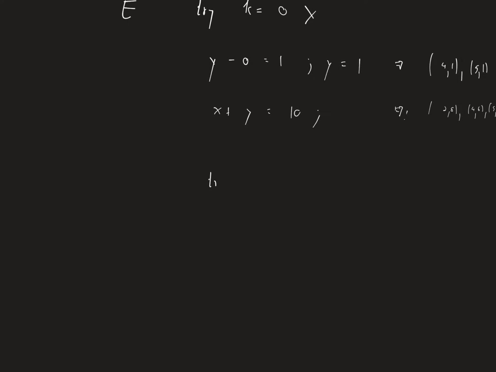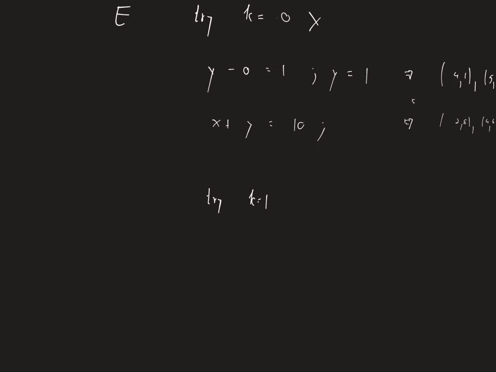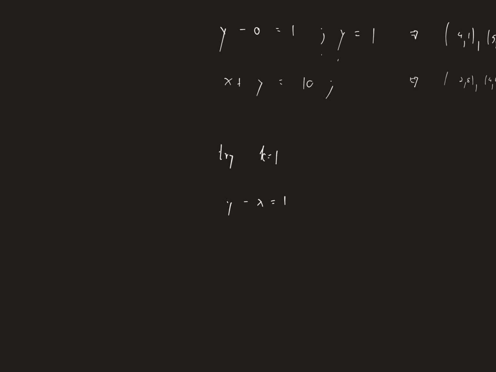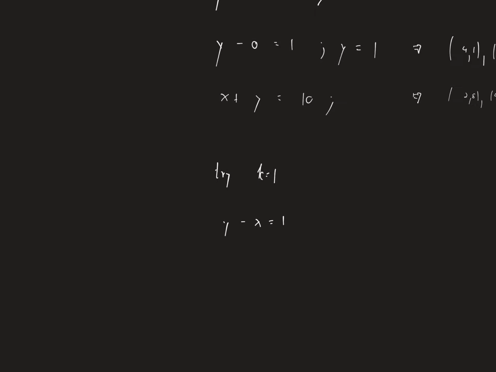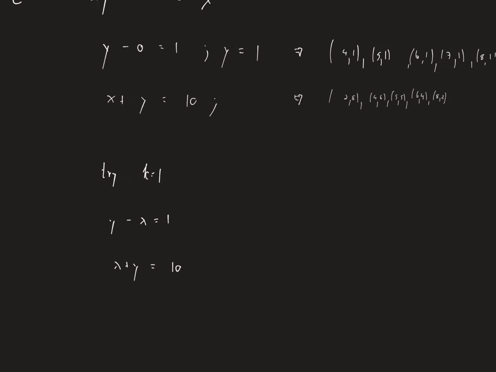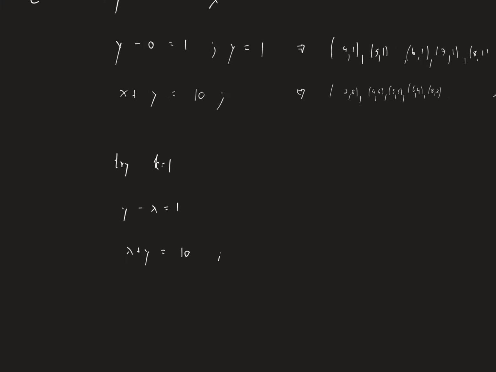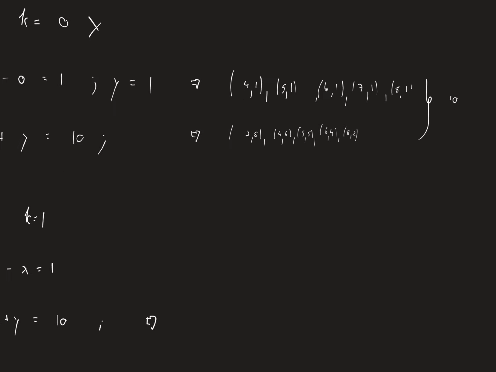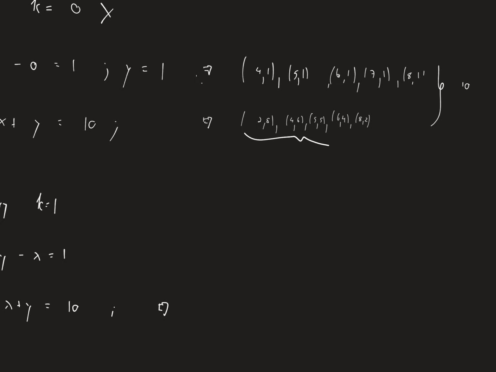Next step is, what if k equals 1? So if k equals 1, y minus x equals 1. And another same condition, x plus y equals 10. So we already know that x plus y equals 10 can only happen in 5 cases, which are the following. So in this case, n equals 5.